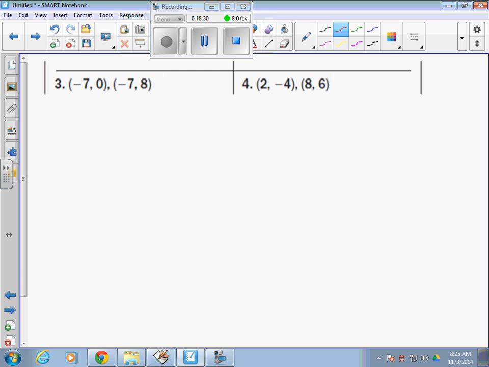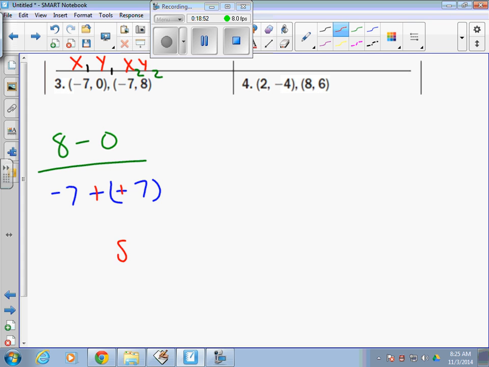Number 3, again, you want to label it to where you can see it. x comma y, sub 1 for the first one, sub 2 for the second one. Y sub 2 is first, 8, minus y sub 1 is next, 0, over x sub 2, negative 7, minus x sub 1, negative 7. Minus the negative, we know, means plus a positive. 8 minus 0 is 8. Negative 7 plus 7 is going to be 0.